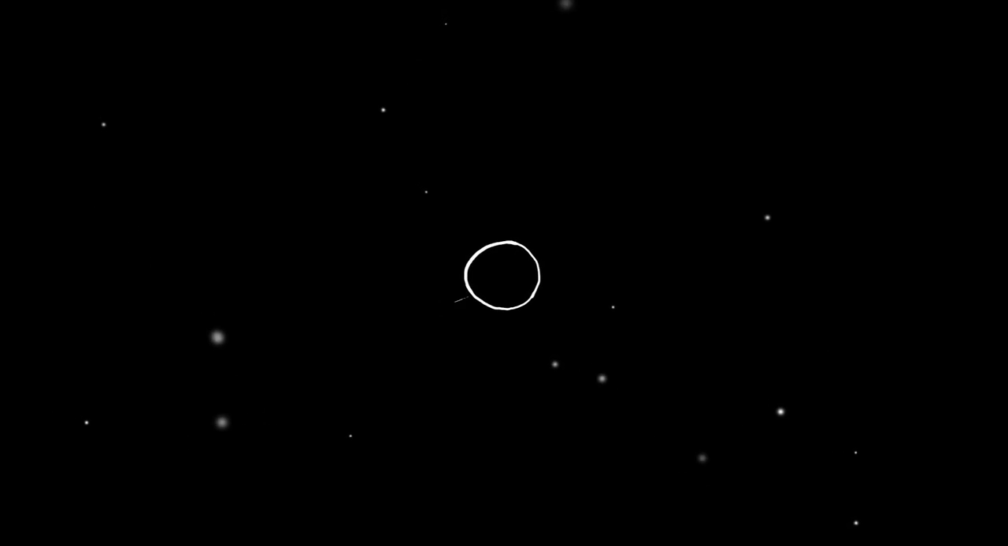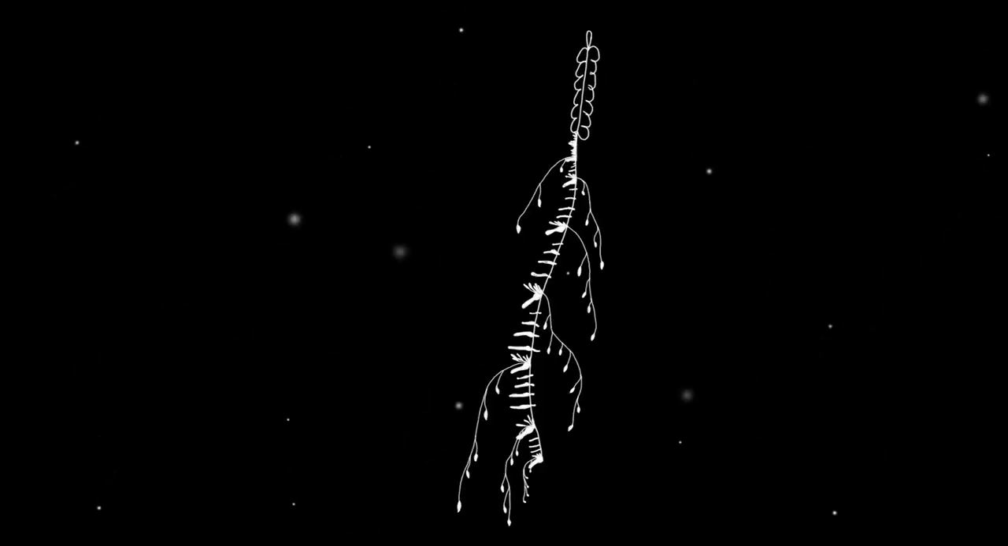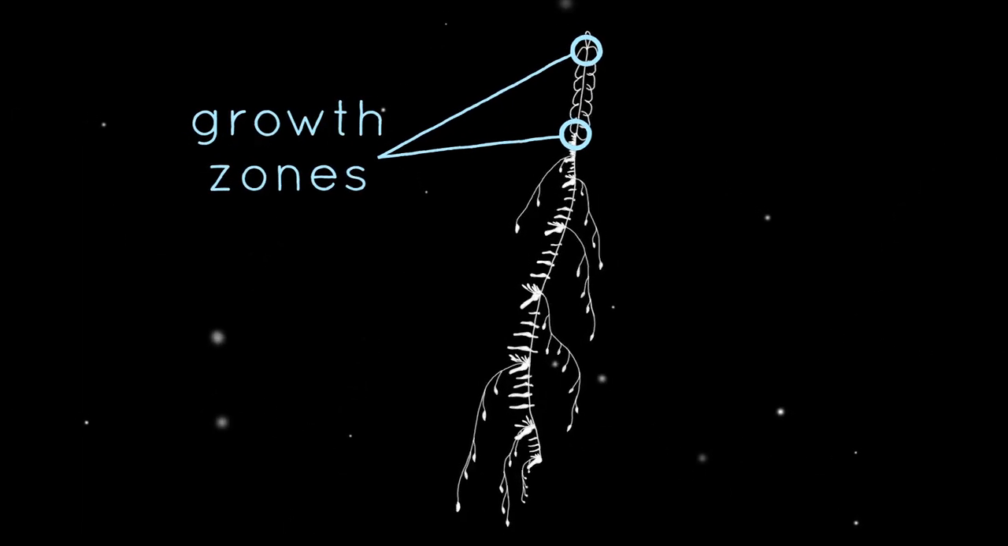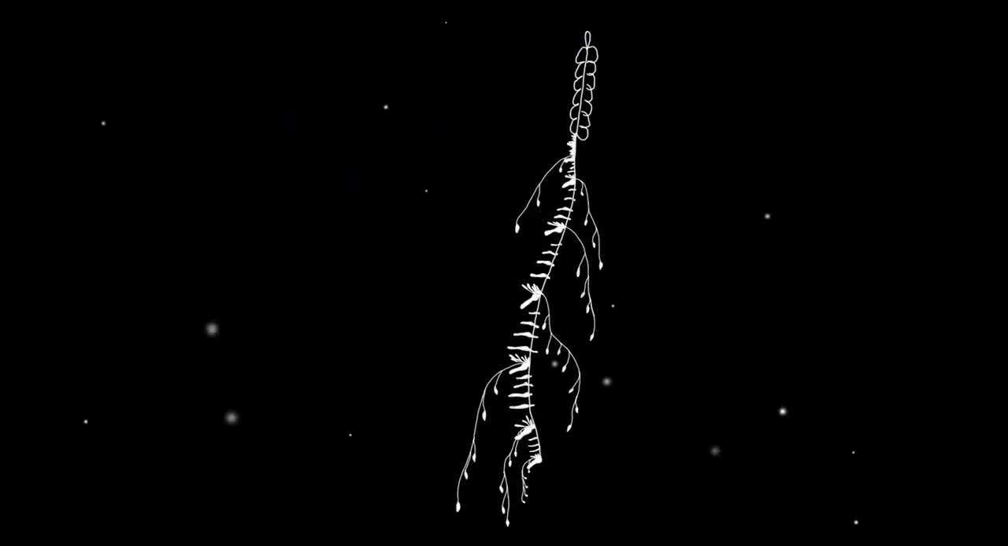It too starts out as a fertilized egg that grows into an embryo that makes a body. But this body has growth zones. The original body elongates at these growth zones, forming a very long stem that can reach more than 100 feet in some species. The growth zones also serve another purpose, though.